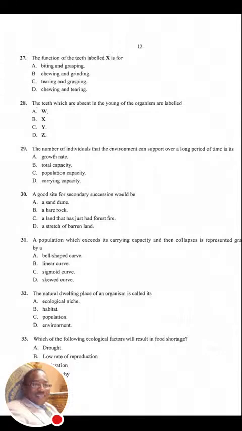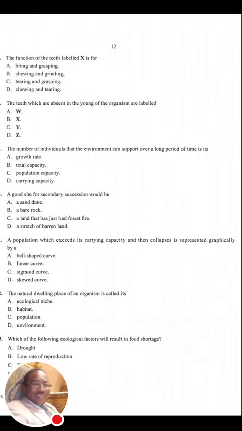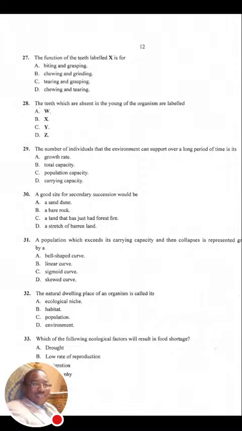Then number 31, a population which exceeds its carrying capacity and then collapses is represented graphically. It exceeds its carrying capacity and then collapses. It definitely is going to be a bell-shaped curve. It went up and then came down. That's a bell-shaped curve. It rises and then collapses. So the answer is A, a bell-shaped curve.